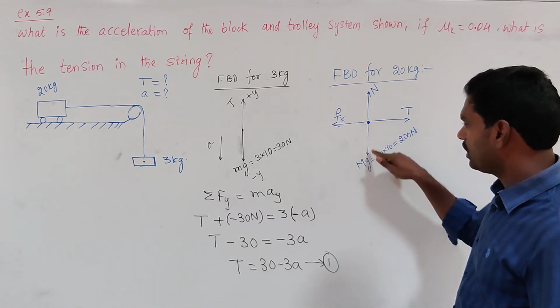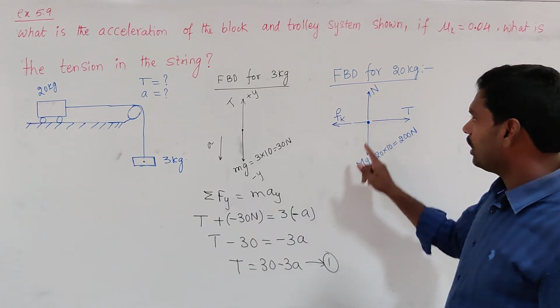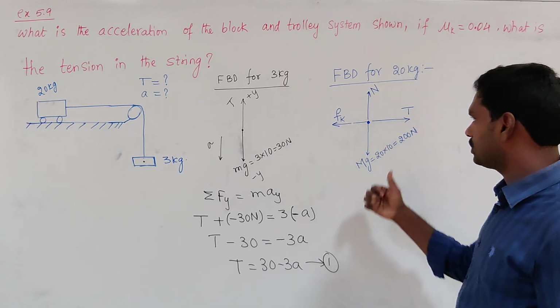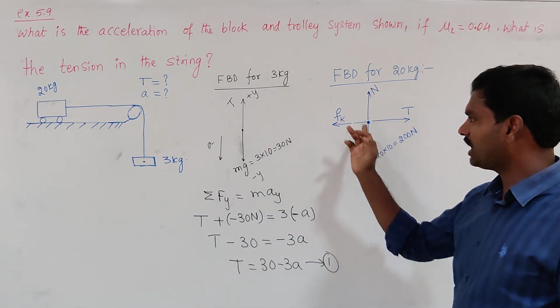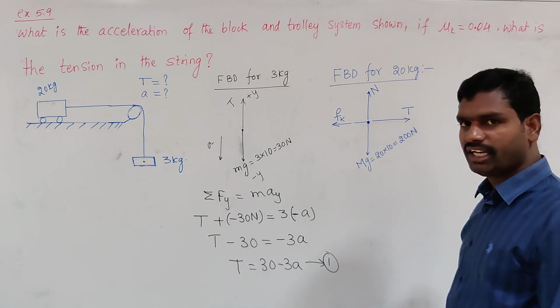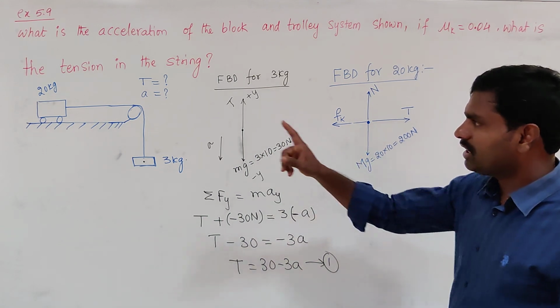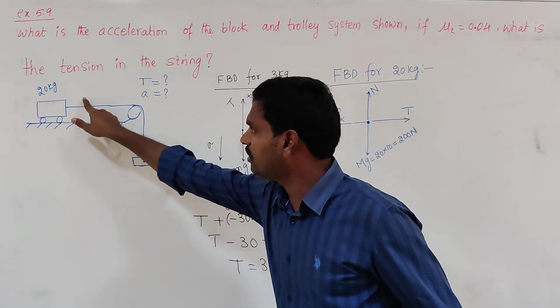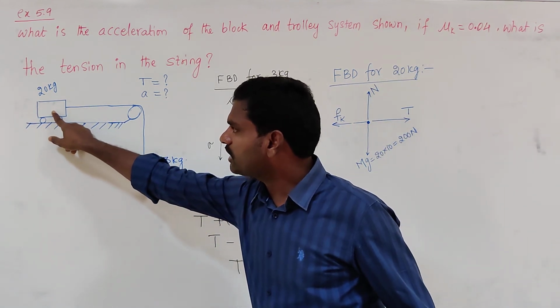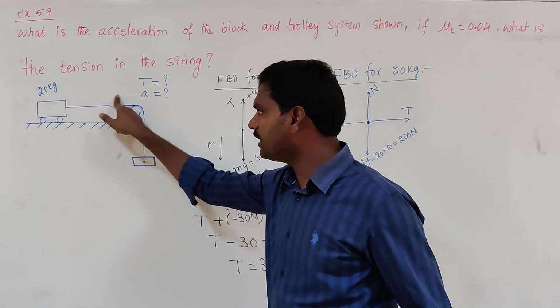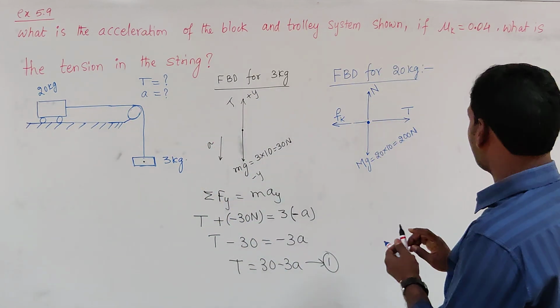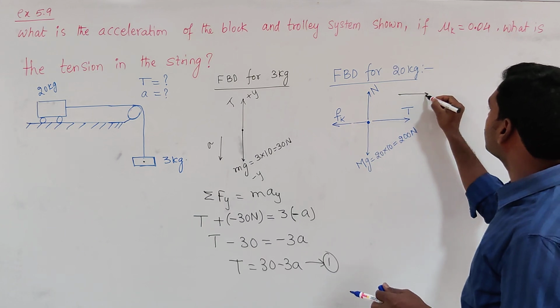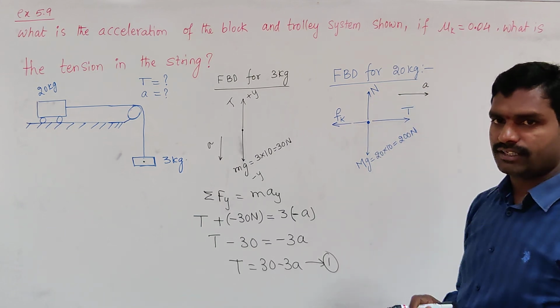One is the downward gravitational force, another is the upward normal force, the right side is the tension force, and the left side is nothing but kinetic friction. Why kinetic friction? As the block is moving, and it is said that it is accelerating. In which direction is the 20 kg block moving? It is moving towards the right, so acceleration is pointing in the right side direction.